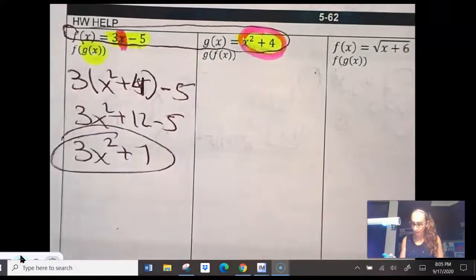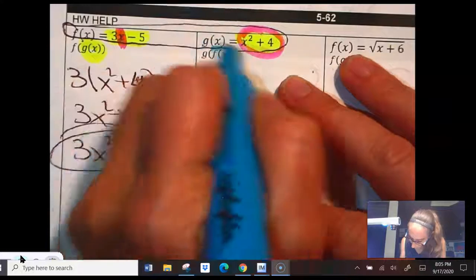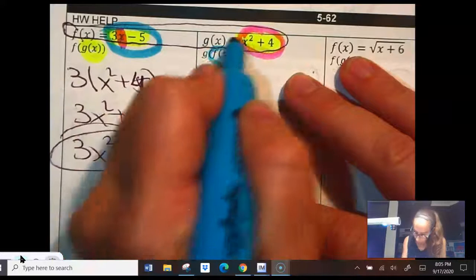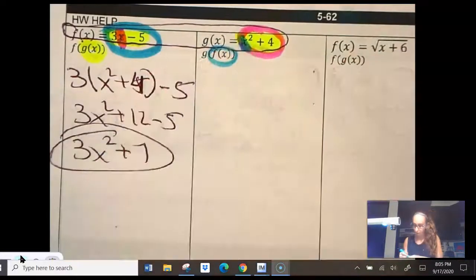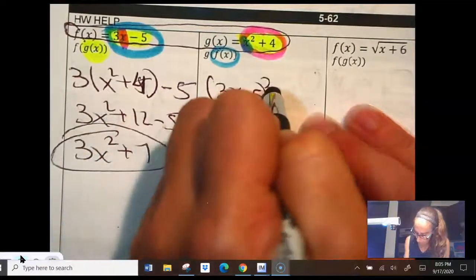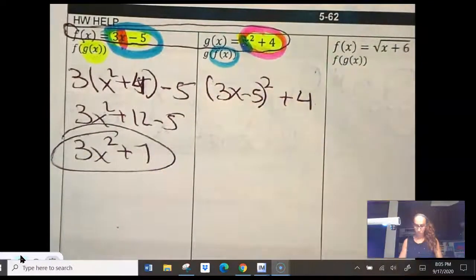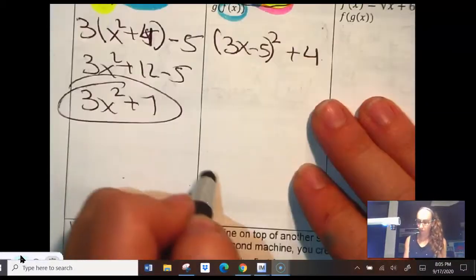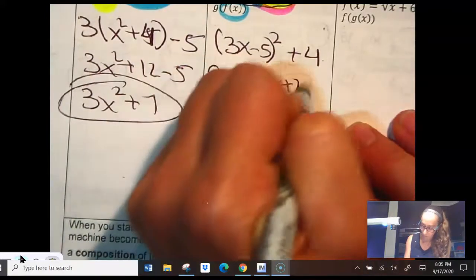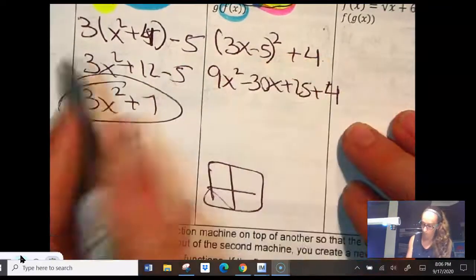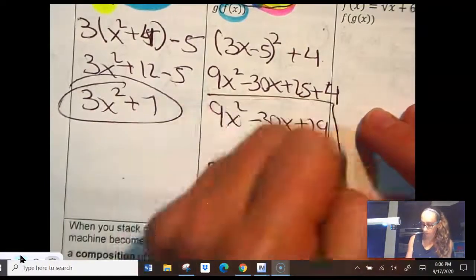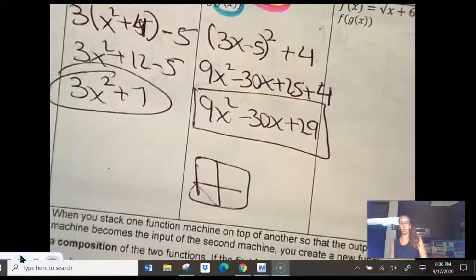This one is saying, hey, take F, all of this, and it goes in for what? G. So it's going to go right in there for G. So that means I'm going to write 3x minus 5 squared plus 4. Okay, then I would box this out down here. And I would get 9x squared minus 30x plus 25 plus 4, which is 9x squared minus 30x plus 29. We'll go over this more, okay?